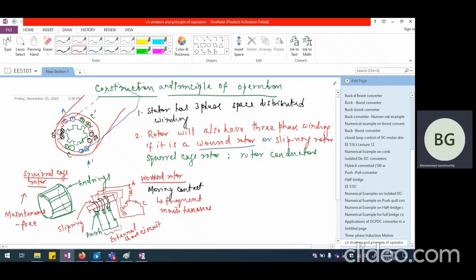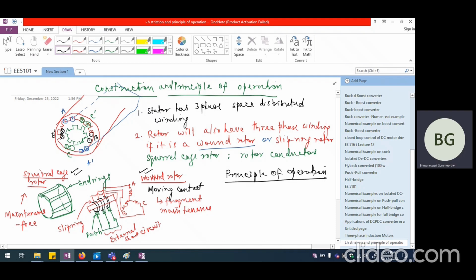So both of them have their advantages as well as disadvantages. Okay. So these are the two kinds of rotor structure that we normally see in the case of the three-phase induction motor. So the basic construction is somewhat like this. The stator has three-phase space distributed winding, and the rotor has again either three-phase space distributed winding or it will be a cage rotor. So it will have one of these kinds of arrangement. Now, let us look at the principle of operation of the three-phase induction motor.